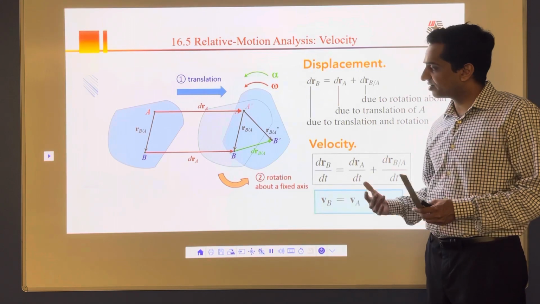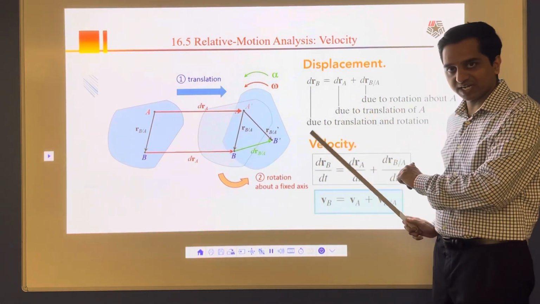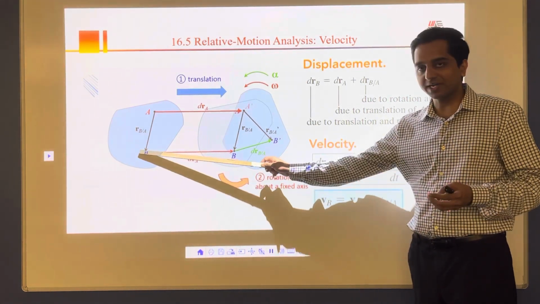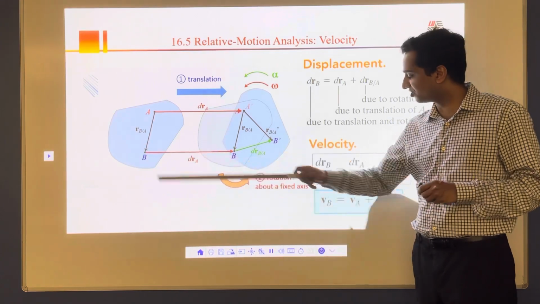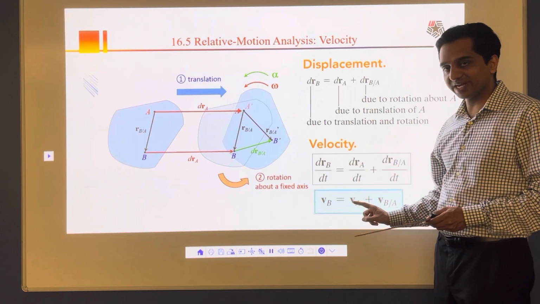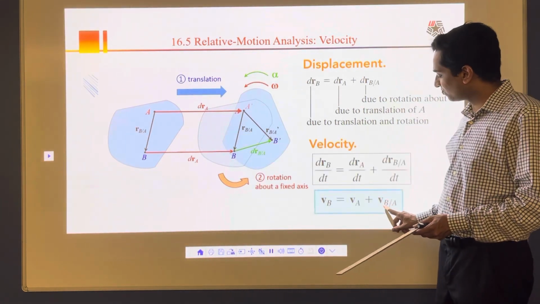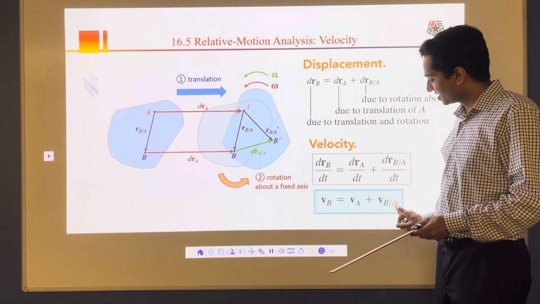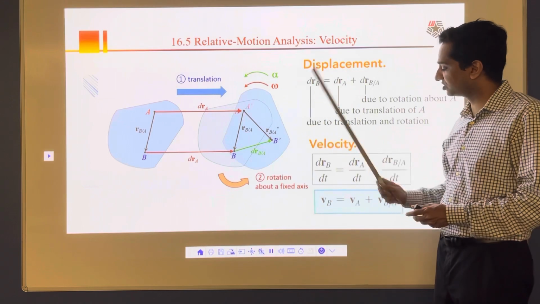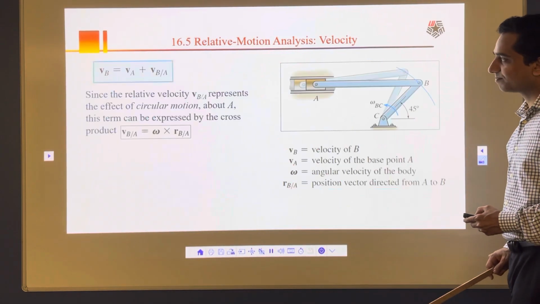It means if the entire body is rotating and I want to know the velocity of point B, or particle B on this rigid body, I can say that velocity is a combination of Va, the velocity of A, plus Vb by A, the velocity of B with respect to A. If I have these values, I should be able to calculate the velocity, and that's relative motion analysis: Vb is equal to Va plus Vb by A.